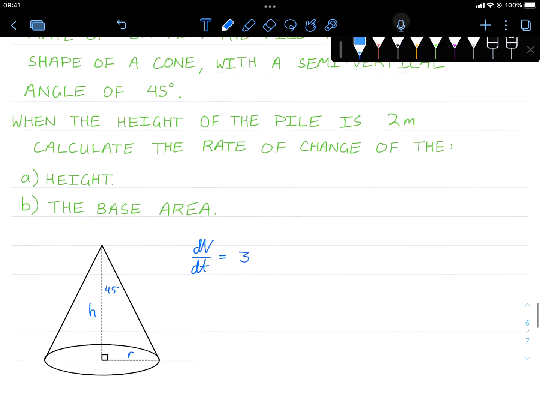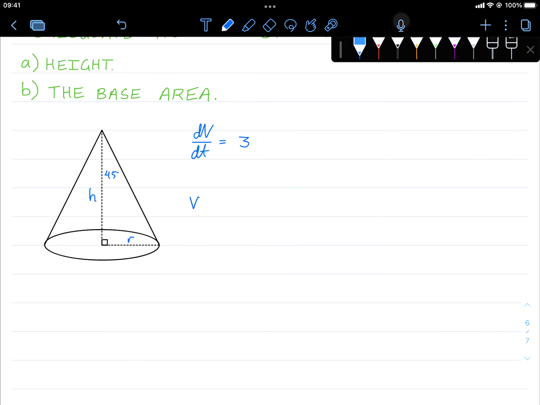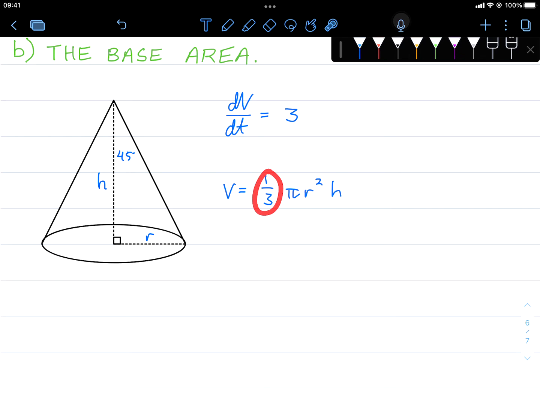Let's keep going here. Now, since we're working with volume, let's use the volume of a cone. It's 1/3 pi r squared times h. And in case you're wondering, the volume of any pyramid-like shape is 1/3 times the area of the base of the pyramid, or in this case, a cone. So 1/3 area of the base times the height.